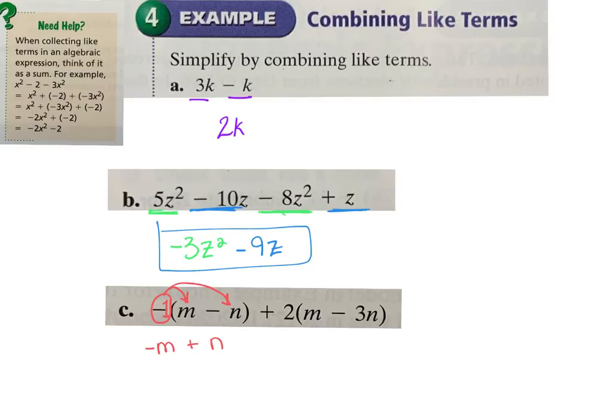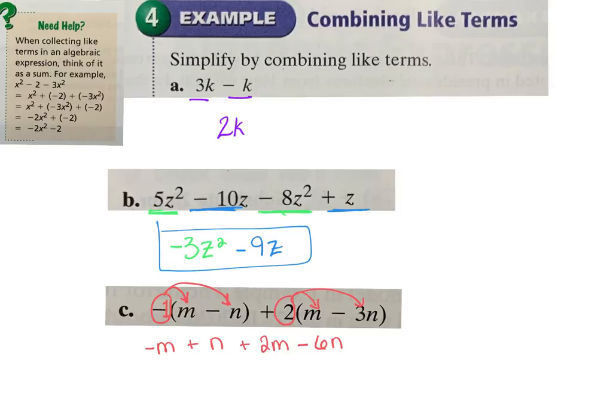And then for the next one, I am going to distribute this 2. 2 times m, 2 times negative 3n. 2 times m is 2m. 2 times negative 3n is negative 6n. So just distribute to get rid of those parentheses.